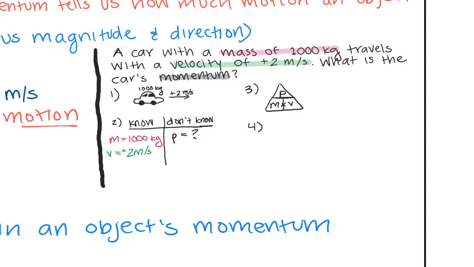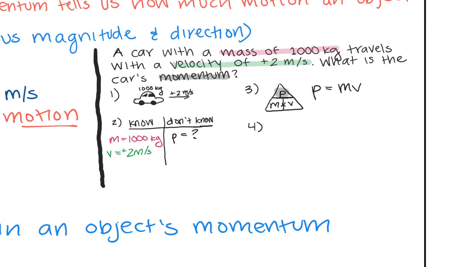So when we are doing the triangle trick, you are going to cover up the variable you do not know. I'm going to write this in transparent, but again, you cover up with your finger the variable that you don't know. So I don't know what momentum is. So I'm going to write p equals. And then once it's covered up with my finger on my triangle, I see, oh, okay, p is equal to mv. Now I've got my equation ready to go. That's step number 3 to solving a physics word problem.